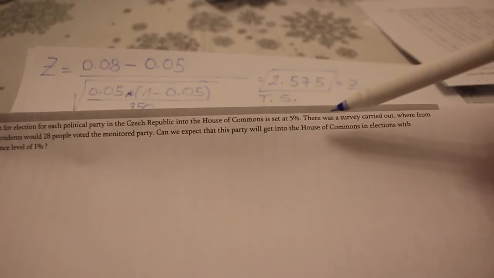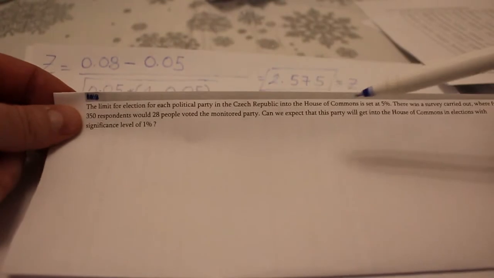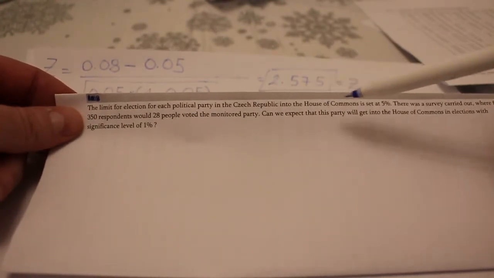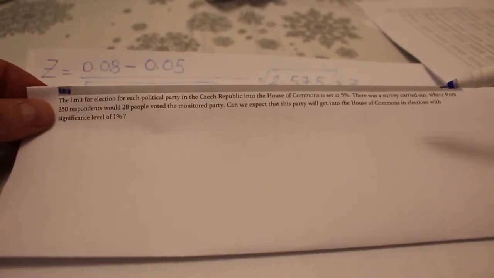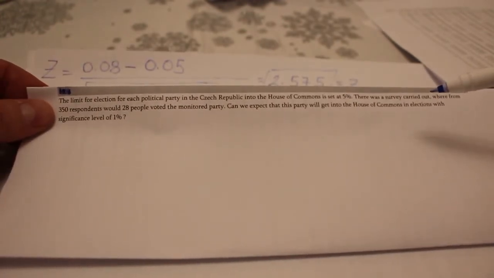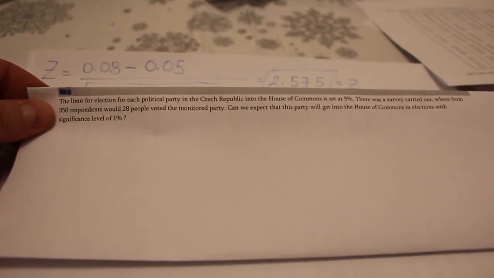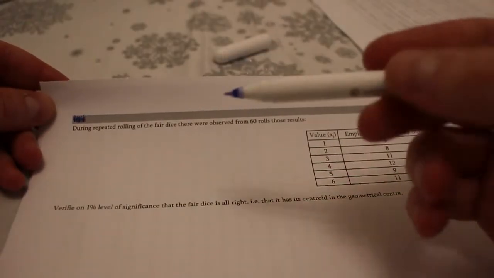will get into the House of Commons in election with this significance level. Yes, we can expect that this party will be probably voted to the House of Commons. H0 was rejected, and your boss, the leader of this political party, will be probably happy. I will continue with this example.